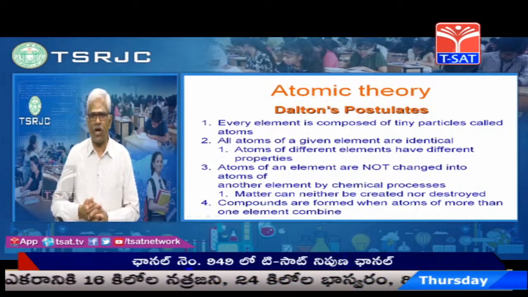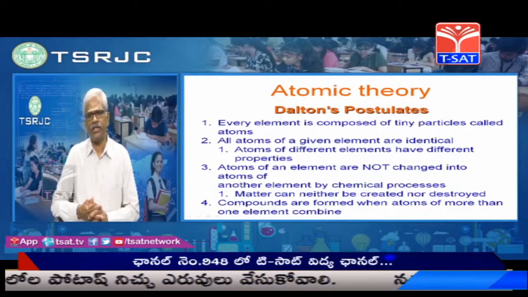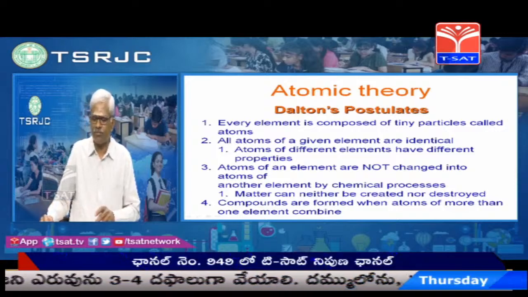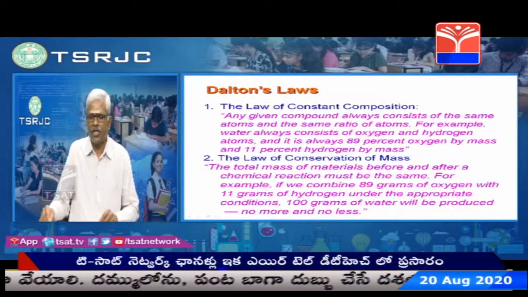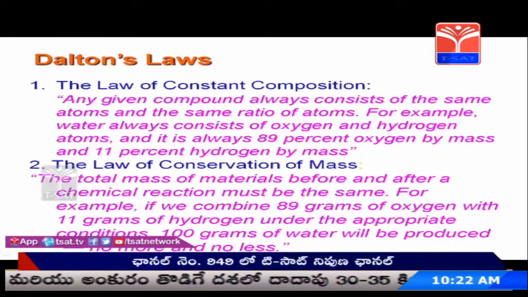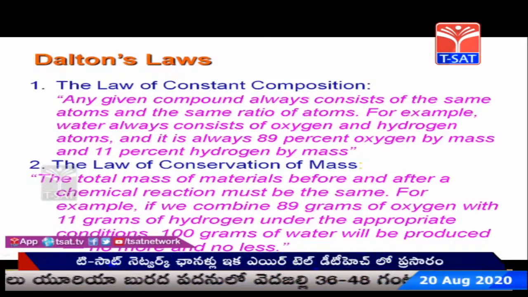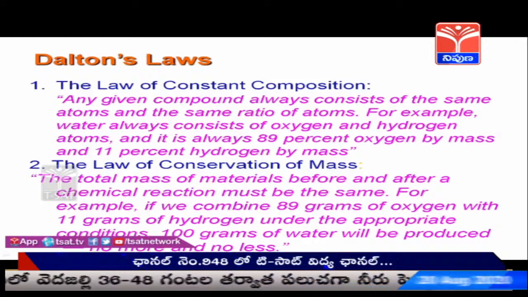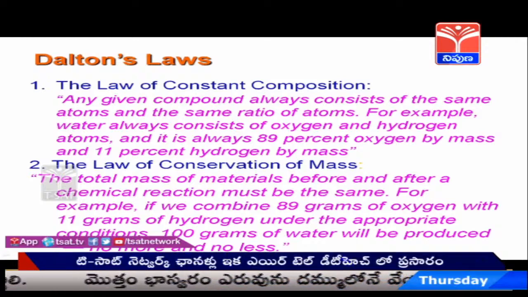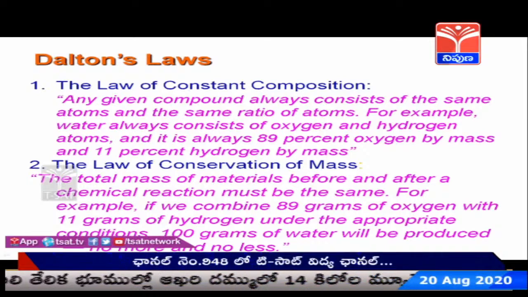Ozone is a compound. We consider ozone as a compound, but it is also an element because it consists of only one variety of atoms called oxygen atoms. So, Dalton postulated some physical phenomena, and from those physical phenomena he deduced the law of constant proportionality, or constant composition. Any given compound always consists of the same atoms in the same ratio of atoms.